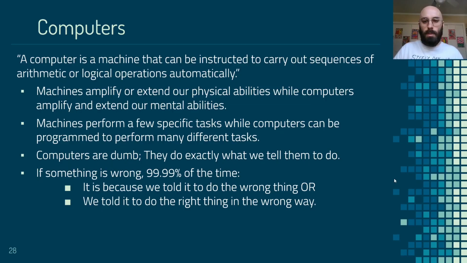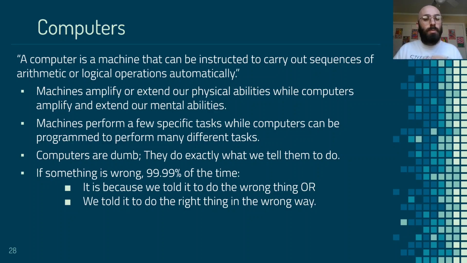A computer is sometimes defined as a machine that can be instructed to carry out sequences of arithmetic or logical operations automatically. So it's basically just some type of machine. And if we think about the advent of machines, right? Machines were invented as a way to amplify or extend our physical abilities. Some of the first machines were used in agricultural practices to help with harvesting things like corn.